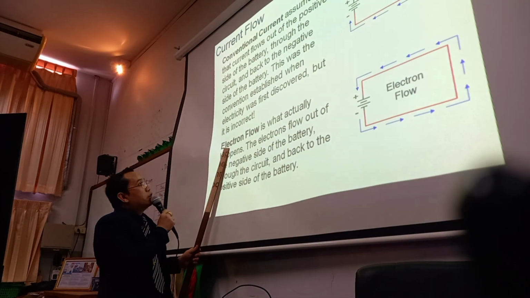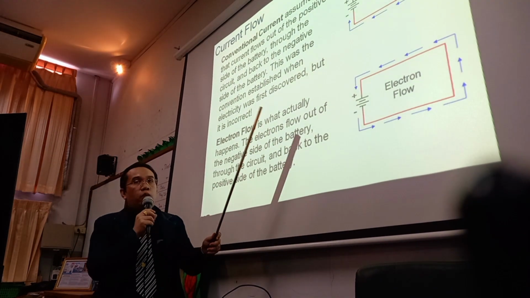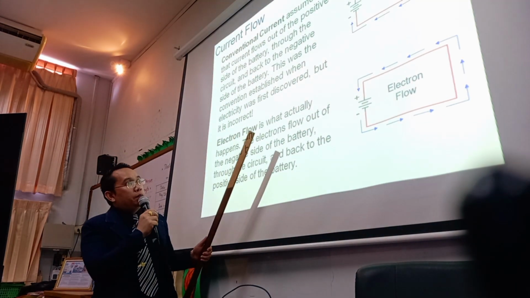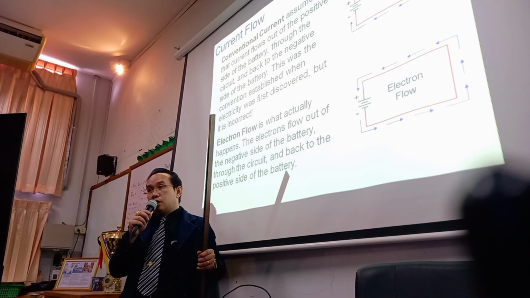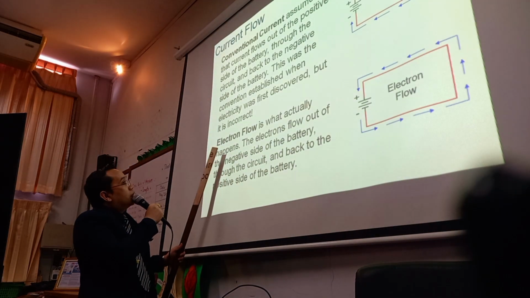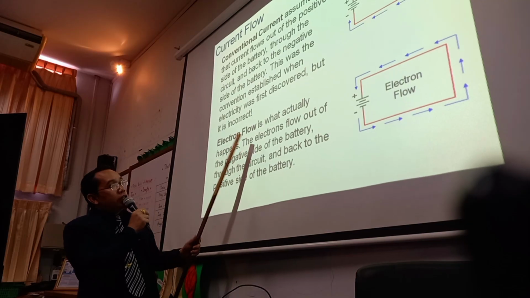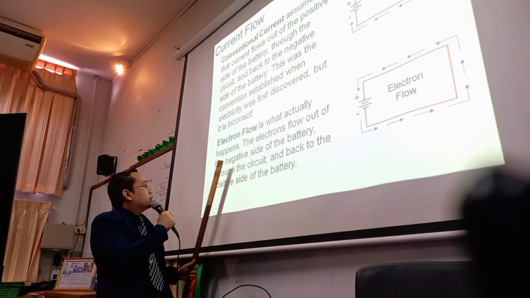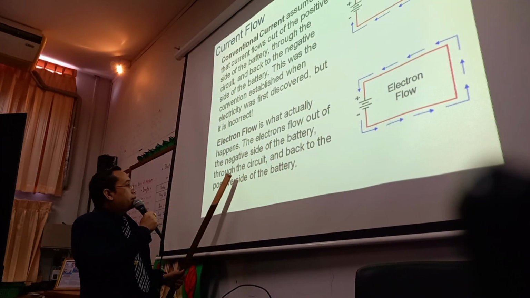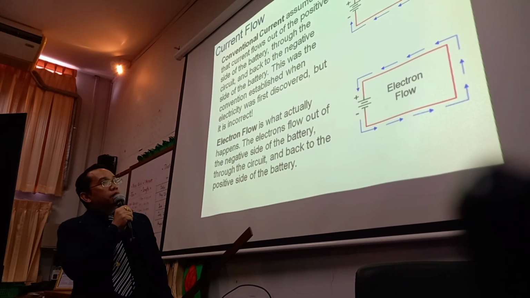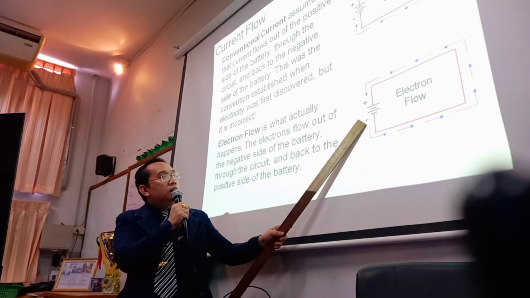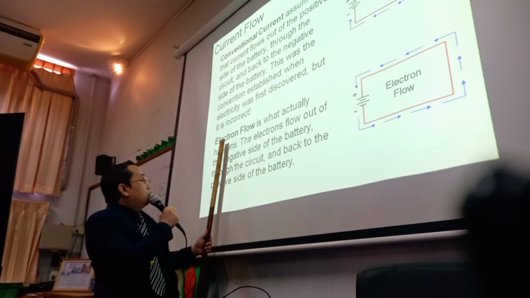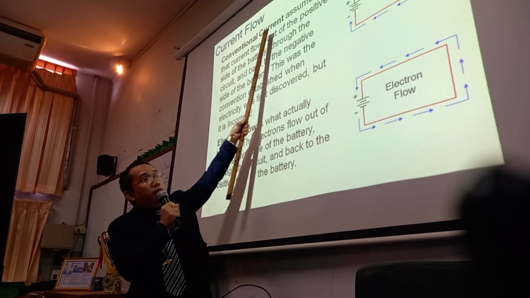However, electron flow is what we actually use, especially for electrical engineers or students. In this case, electrons flow out of the negative side of the battery through the circuit and back to the positive side of the battery. So this is what happens. It's the reverse when it comes to electron flow and conventional current.